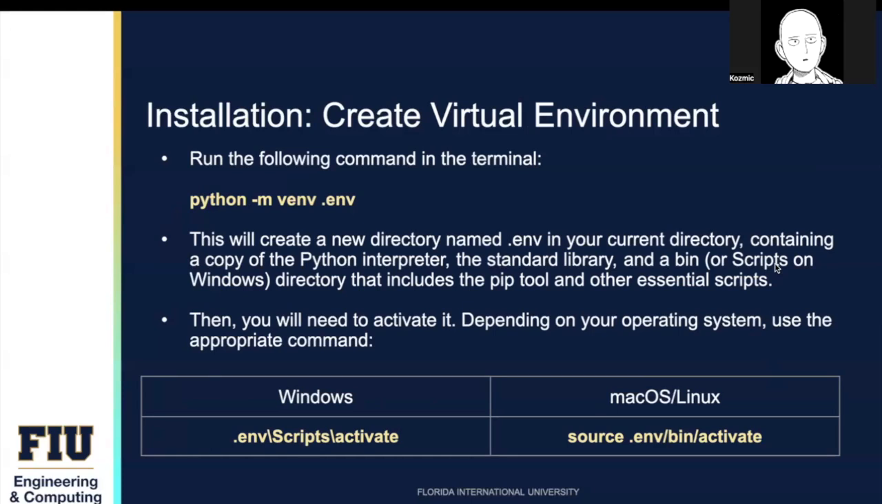Next, we'll create a virtual environment, which allows you to manage dependencies from your Python project separately from the system-wide Python installation. Run the command python -m venv .env in the terminal. This will create a new directory named .env in your current directory, containing a copy of the Python interpreter, standard library, and a bin (or scripts on Windows) directory that includes the pip tool and other essential scripts.